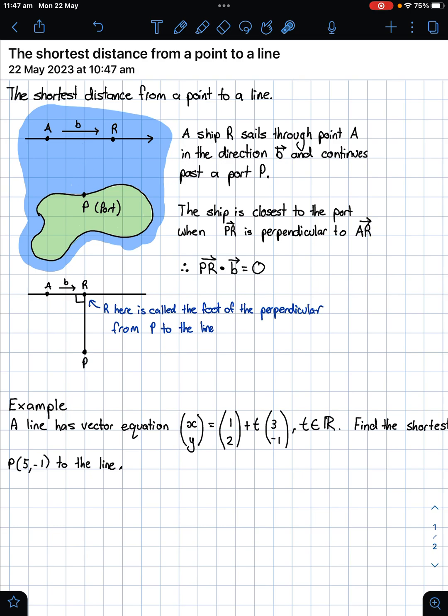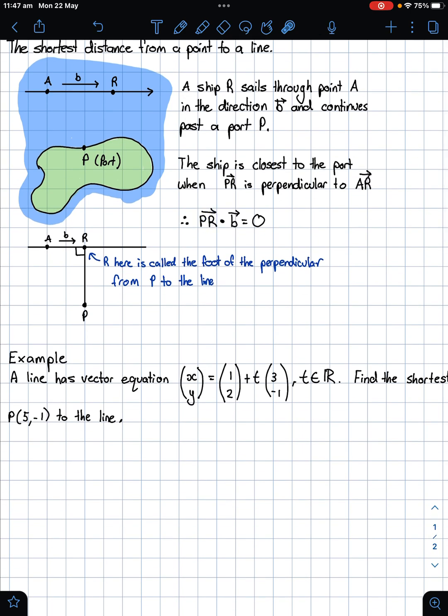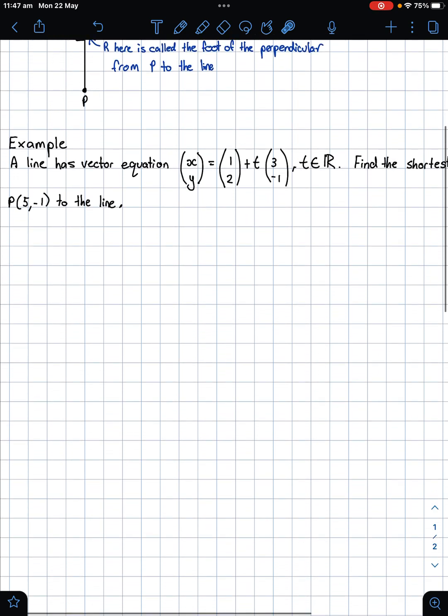So in this sort of proof here, if the dot product of P to point R equals 0, which means PR is perpendicular to B at this point here, that means we're at the shortest point on the line. Point R is called the foot of the perpendicular from P to the line. So let's jump into an example now, and we can sort of draw this out and figure it out.